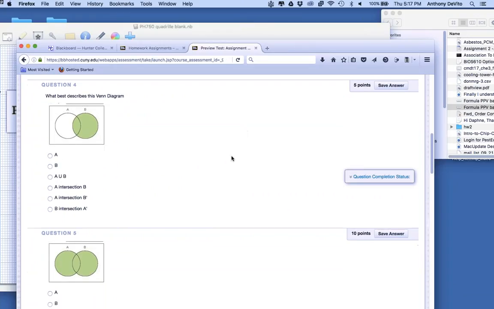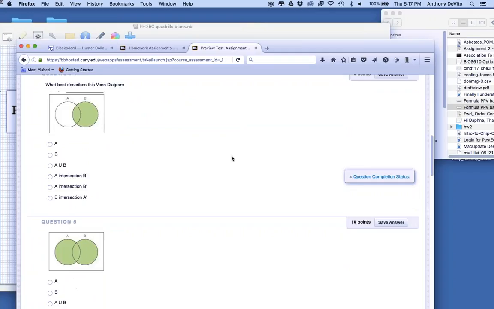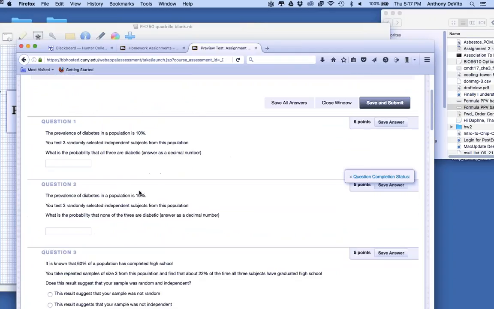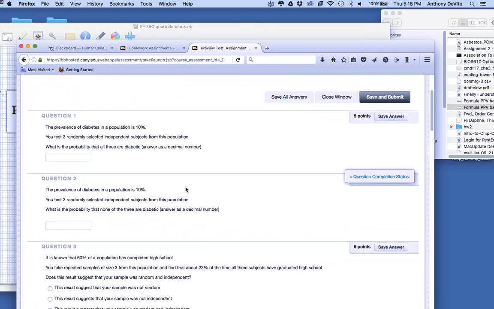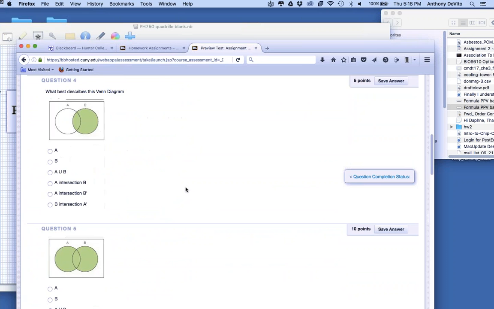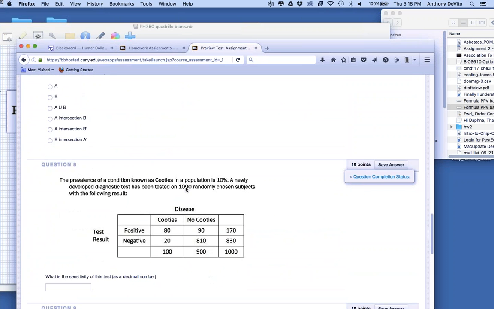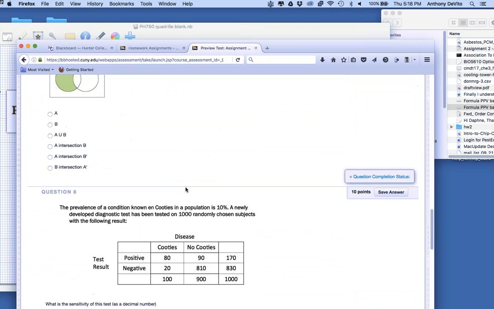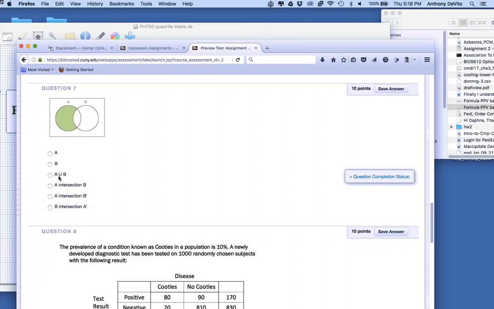Okay. So let's see. What do we have in the homework? In the homework, we've got prevalence of diabetes, 10%, 3 randomly selected people. We just did that, right? So you should be able to take care of that. Then you have different versions of that. Okay, here are our Venn diagrams. You have to choose which one is represented there, right? A intersection B, A union B, B intersection A prime. I used that other notation, right? Trust me, you see A prime, same thing.